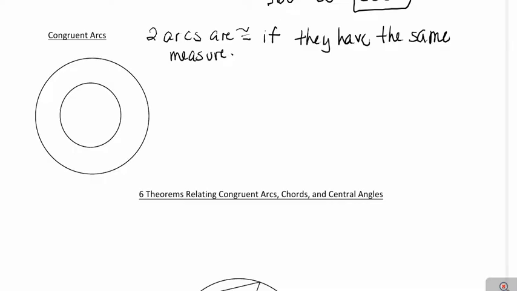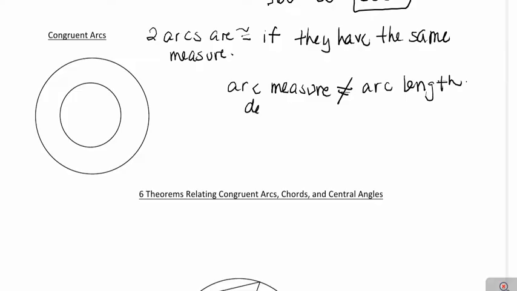Now, something I want you to keep in mind is that arc measure is different than arc length. And we're going to talk about arc length later in the chapter, but I just want you to be familiar with this idea and keep this in mind. We have a measure of an arc and we have the length of an arc. The measure of the arc is always measured in degrees. So how many degrees? The length of an arc is usually measured in terms of a fraction of the circumference.